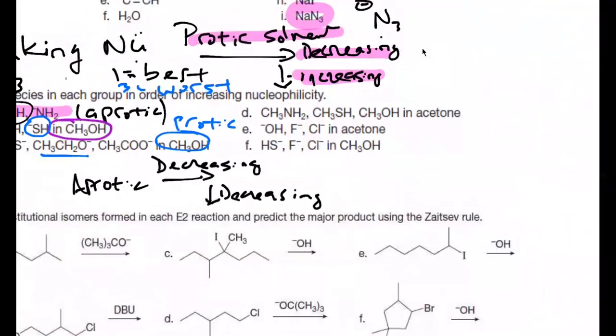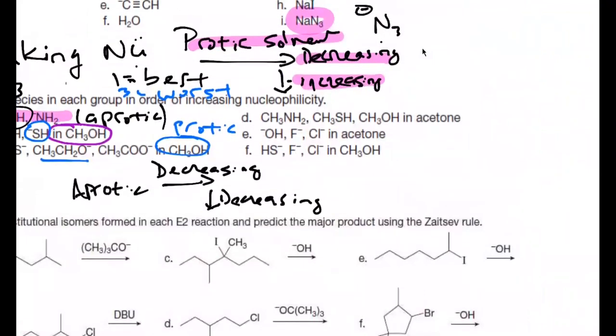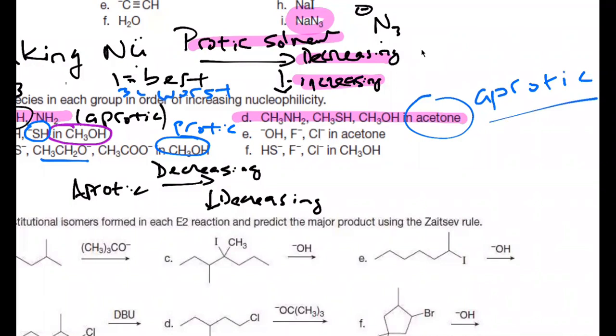All right. Let's do... somebody help me with D. Now you're in acetone. Acetone is an aprotic solvent. So there's a reason why they're saying protic or aprotic. That's to keep you thinking between the trends and not getting locked into a box, right?